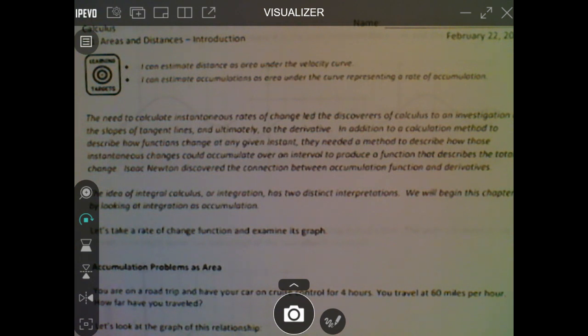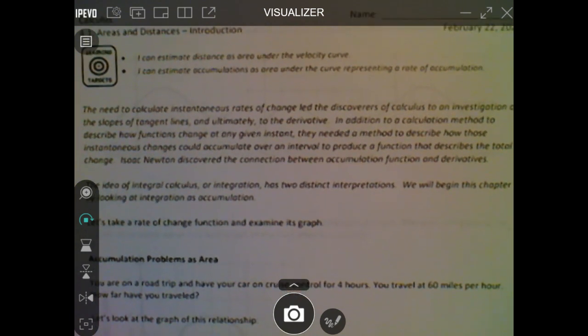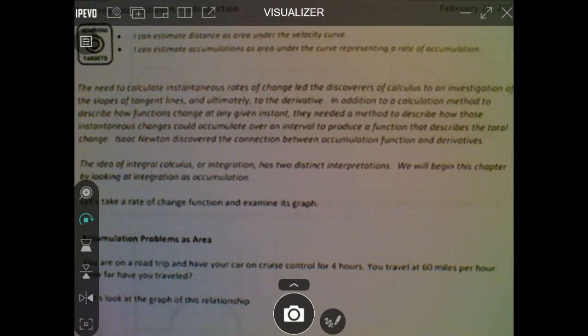Hi, everybody. We're going to be talking about an introduction to area under the curve today. And I am going to apologize for the quality of this camera because this is my old camera that I have at home.